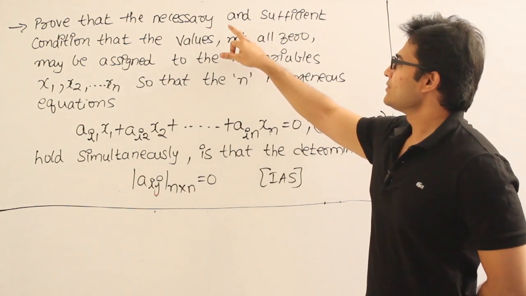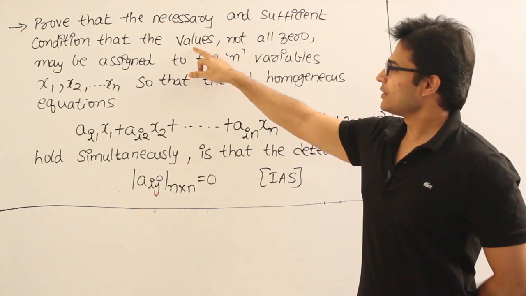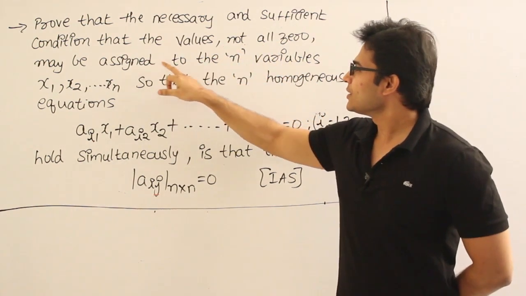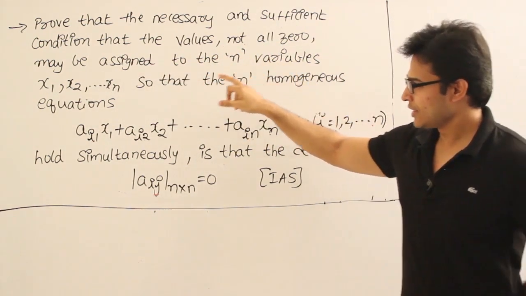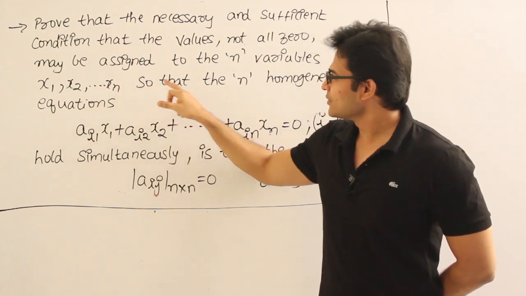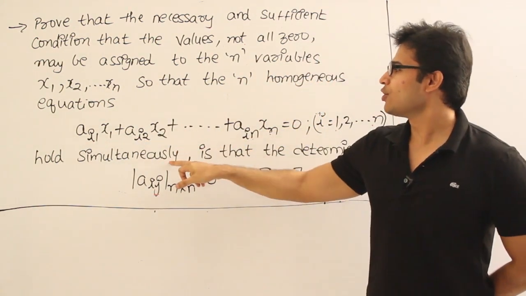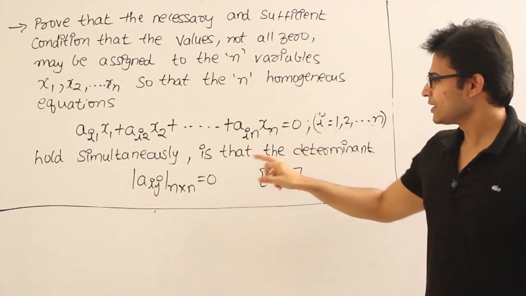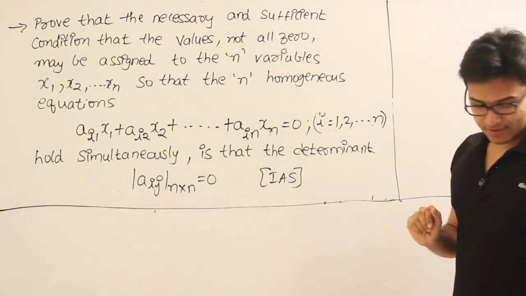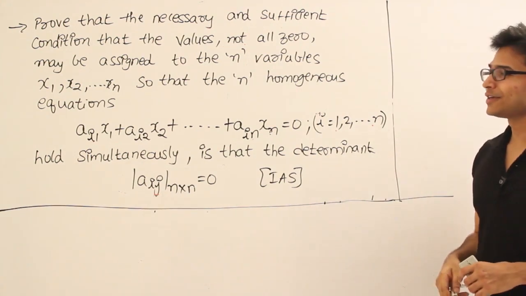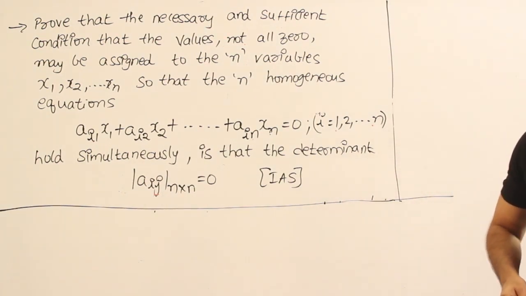Prove that the necessary and sufficient condition that the values, not all 0, may be assigned to the n variables x1, x2, so on xn, so that n homogeneous equations like this hold simultaneously is that the determinant is 0. Okay, I am very sure that you didn't understand even a line of it, even a word of it. I'll just try to simplify the question.